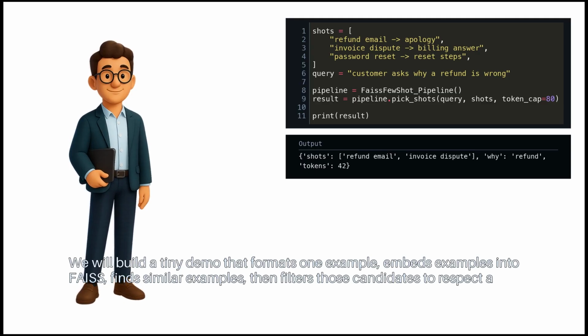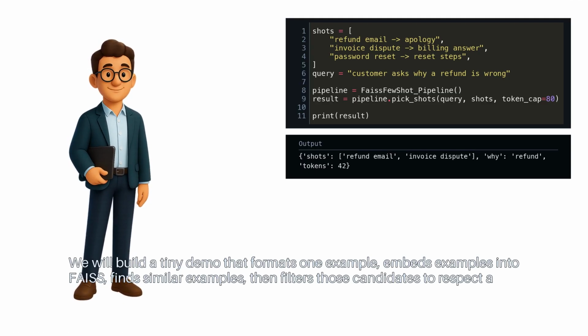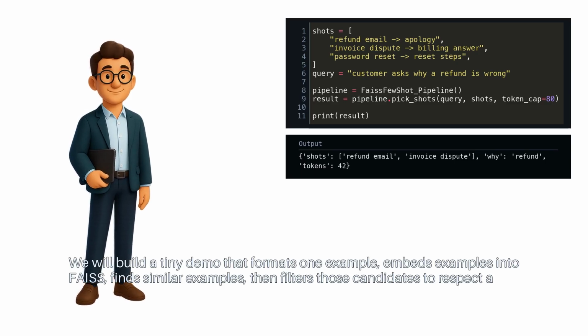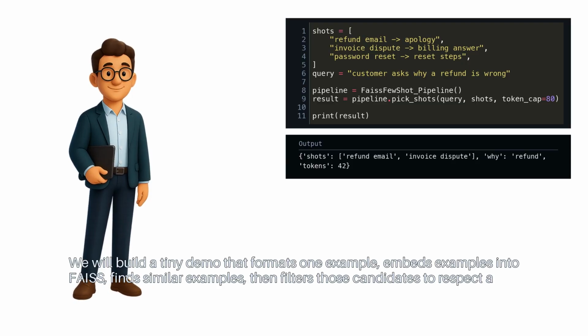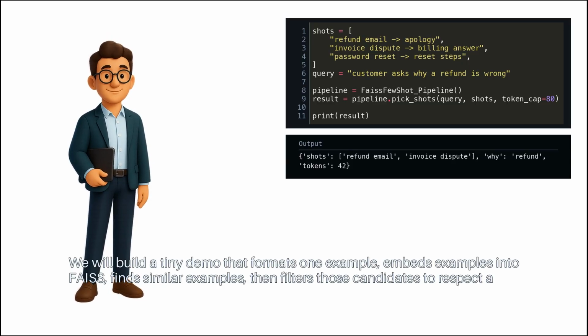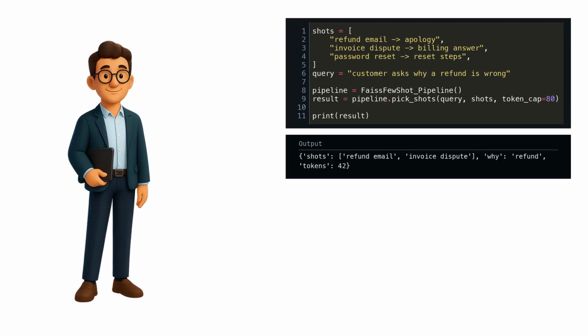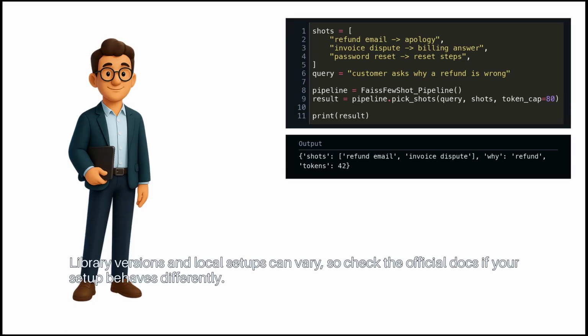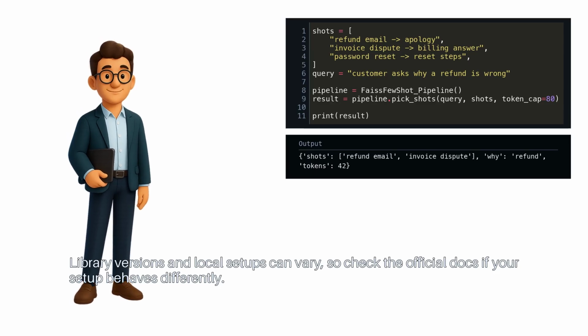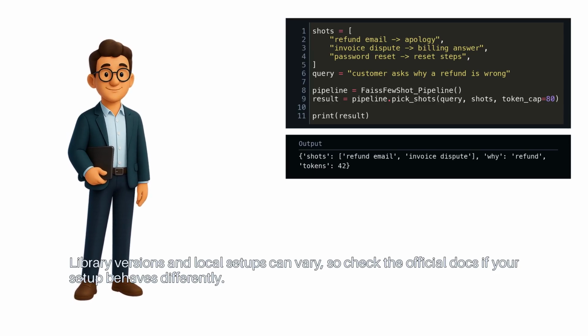We will build a tiny demo that formats one example, embeds examples into FAISS, finds similar examples, then filters those candidates to respect a prompt budget. Quick note, this code is designed to teach the core idea clearly. Library versions and local setups can vary, so check the official docs if your setup behaves differently.